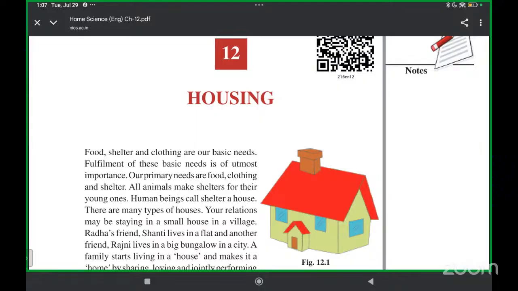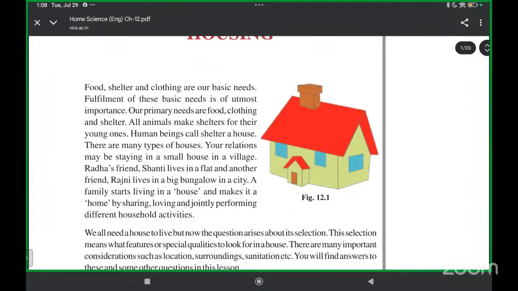Now there are many types of houses. Your relations may be staying in a small house in a village. Radha's friend Shanti lives in a flat, and another friend, Rajni, lives in a big bungalow in a city. There are small houses in villages, there are flats, bungalows, villas, and penthouses. There are different kinds of houses.